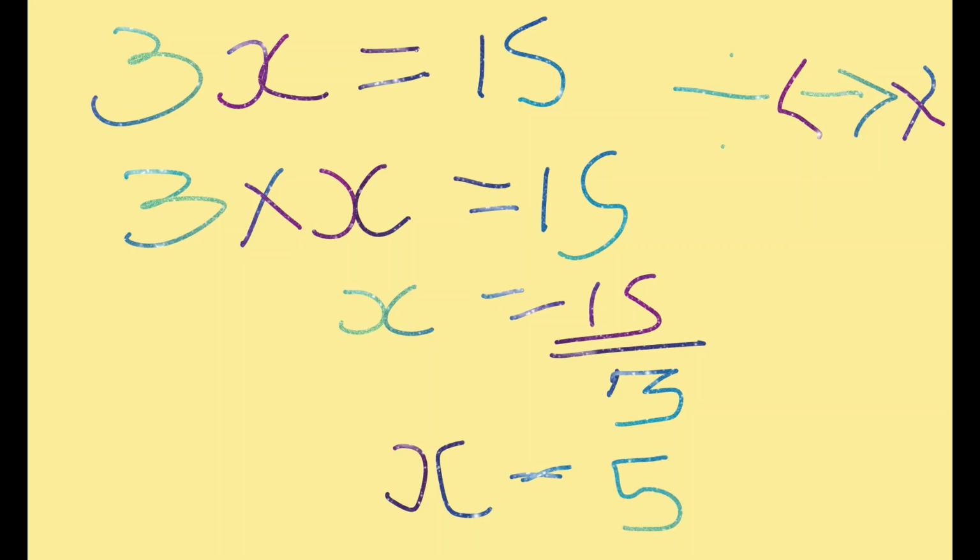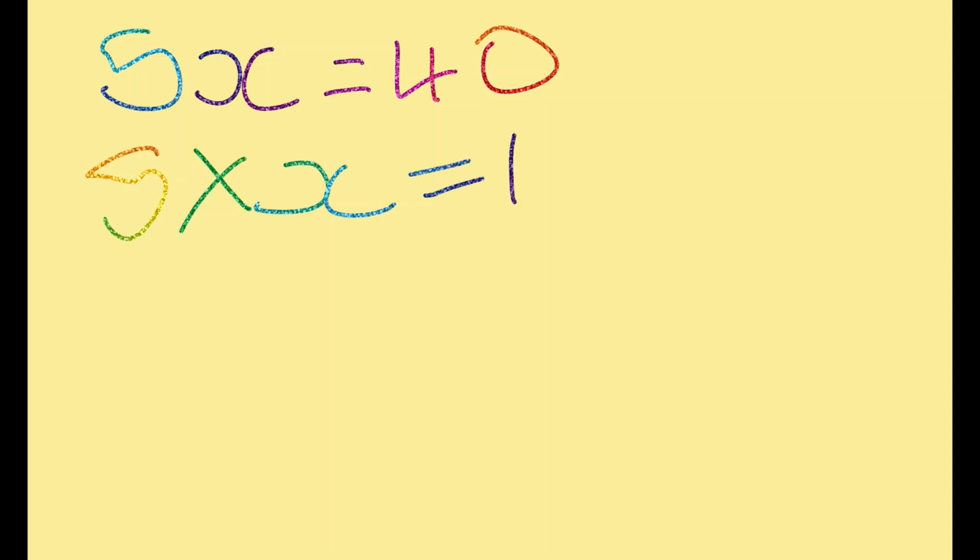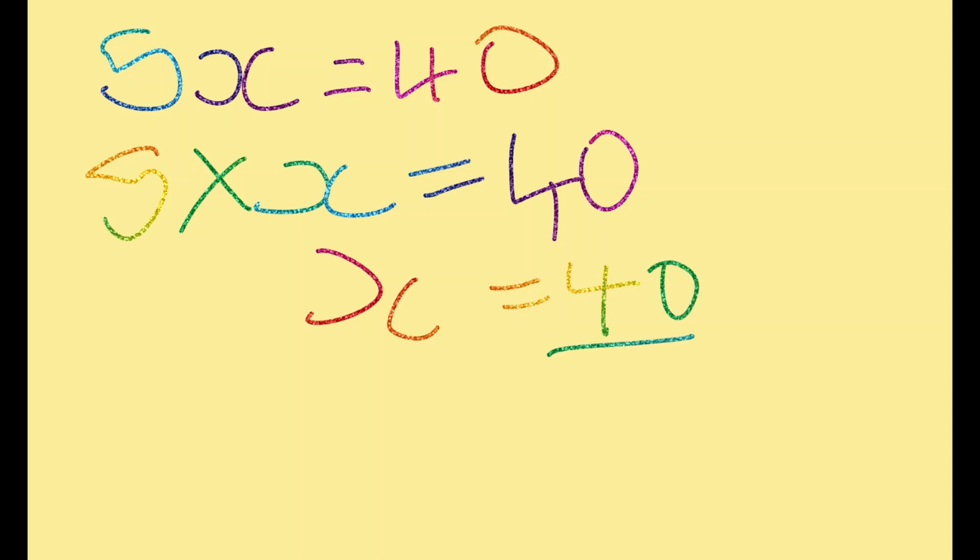Now we have solved the problem. Let's solve another problem: 5x is equal to 40. Here 5x means 5 into x, which is equal to 40. So x is equal to 40 by 5. I'm going a little fast because you solved the previous problem. 40 divided by 5 is 8.